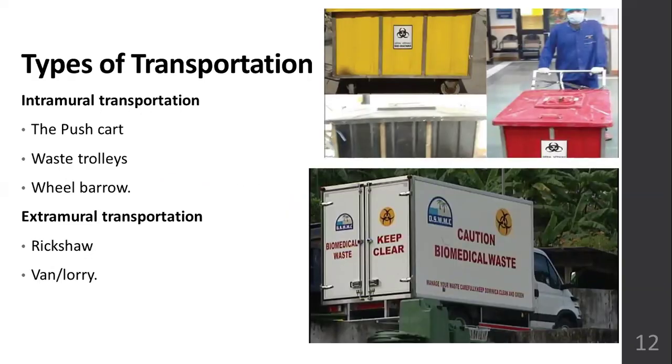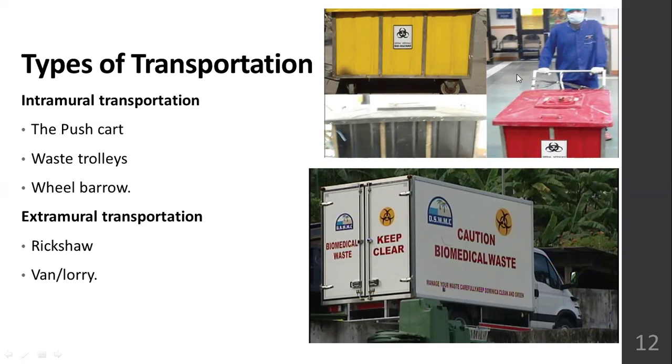So there are two types of transportation of waste: intramural and extramural. Intramural is how you get the waste from the clinical departments of the hospital to the sorting and storage area within the hospital. So you will use intramural transportation. There are push carts, waste trolleys, wheelbarrows. You can see here the image of intramural transportation. It looks like this. The movement of the transportation is taken care of by the Group D employees, housekeeping staff, or biomedical waste handlers, as we call them.